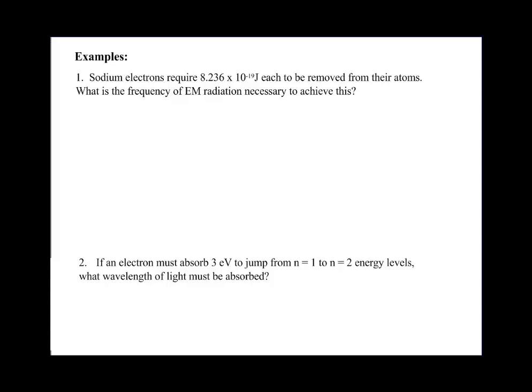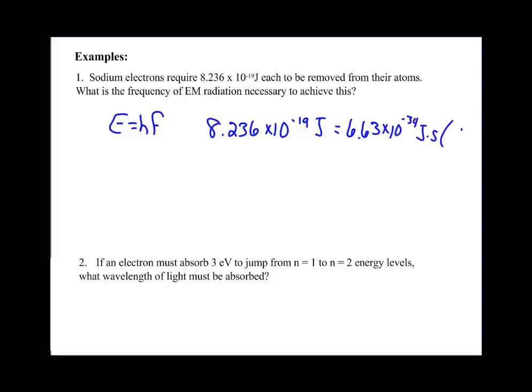So I have an equation that I need energy and I need frequency. So I'm going to use this equation. And I know the energy, so I have 8.236 times 10 to the negative 19 joules, and that equals Planck's constant, 6.63 times 10 to the negative 34 joule seconds, times the frequency. So this is just a basic case of simple algebra, and I get a frequency of 1.31 times 10 to the 15 hertz.